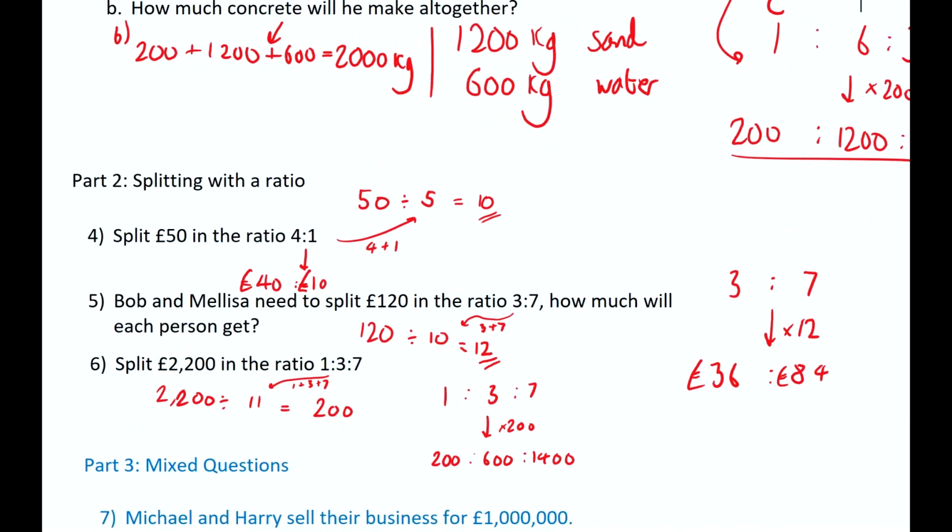Splitting in a ratio, as always, add up these 2 smaller numbers and then divide the total by that. So 50 divided by 5 gives us 10, and we then do 4 times 10 and 1 times 10. Question 5, we do 120 divided by these added together, so divided by 10 gives us 12, and then we do 3 times 12 and 7 times 12, which gives us these numbers over here. Question 6, same idea, using 3 parts. You'll add together 1, 3 and 7 to give you 11, and then do the total divided by that, and then times up, giving you these 3 answers here.